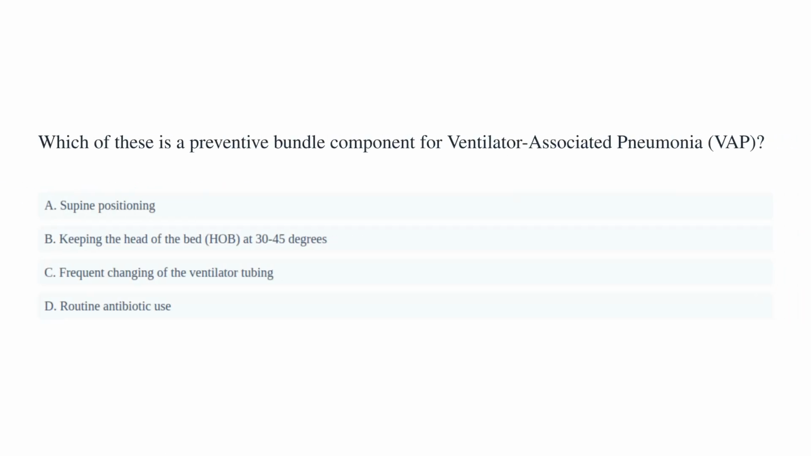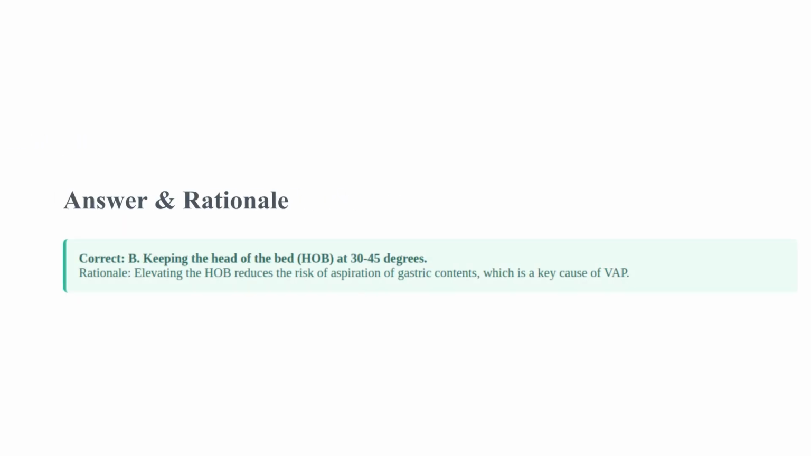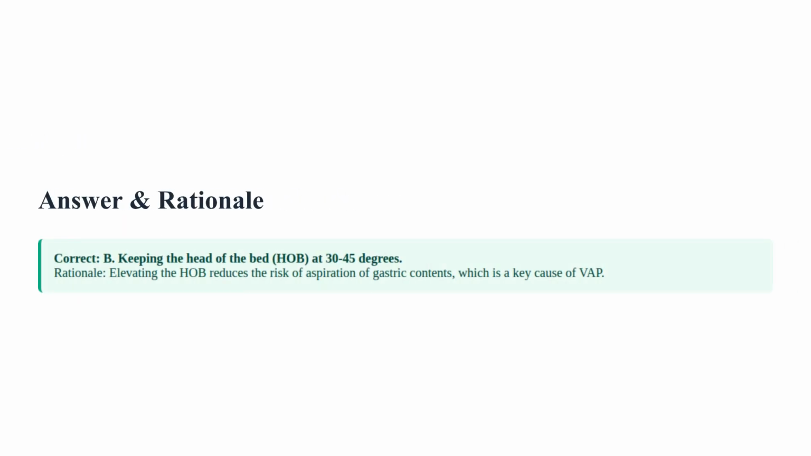Which of these is a preventative bundle component for ventilator-associated pneumonia, VAP? The correct answer is B, keeping the head of the bed, HOB, at 30 to 45 degrees. Elevating the HOB reduces the risk of aspiration of gastric contents, which is a key cause of VAP.